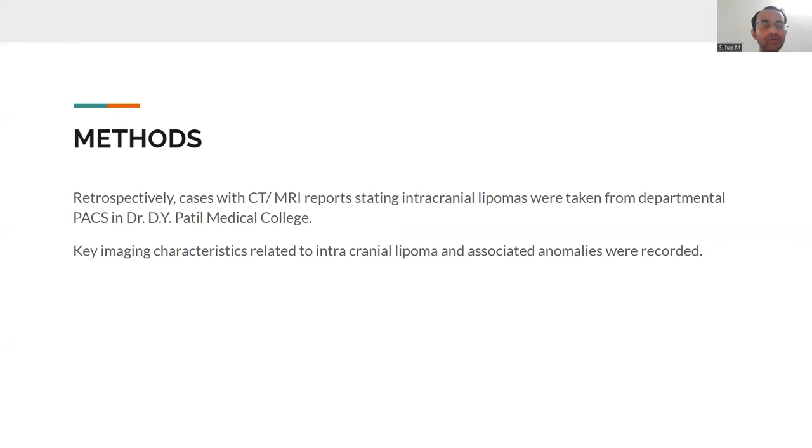Methods: retrospectively, cases with CT MRI reports stating intracranial lipomas were taken from the departmental PACS in Dr. D.Y. Patil Medical College. Key imaging characteristics related to intracranial lipoma and associated anomalies were recorded.